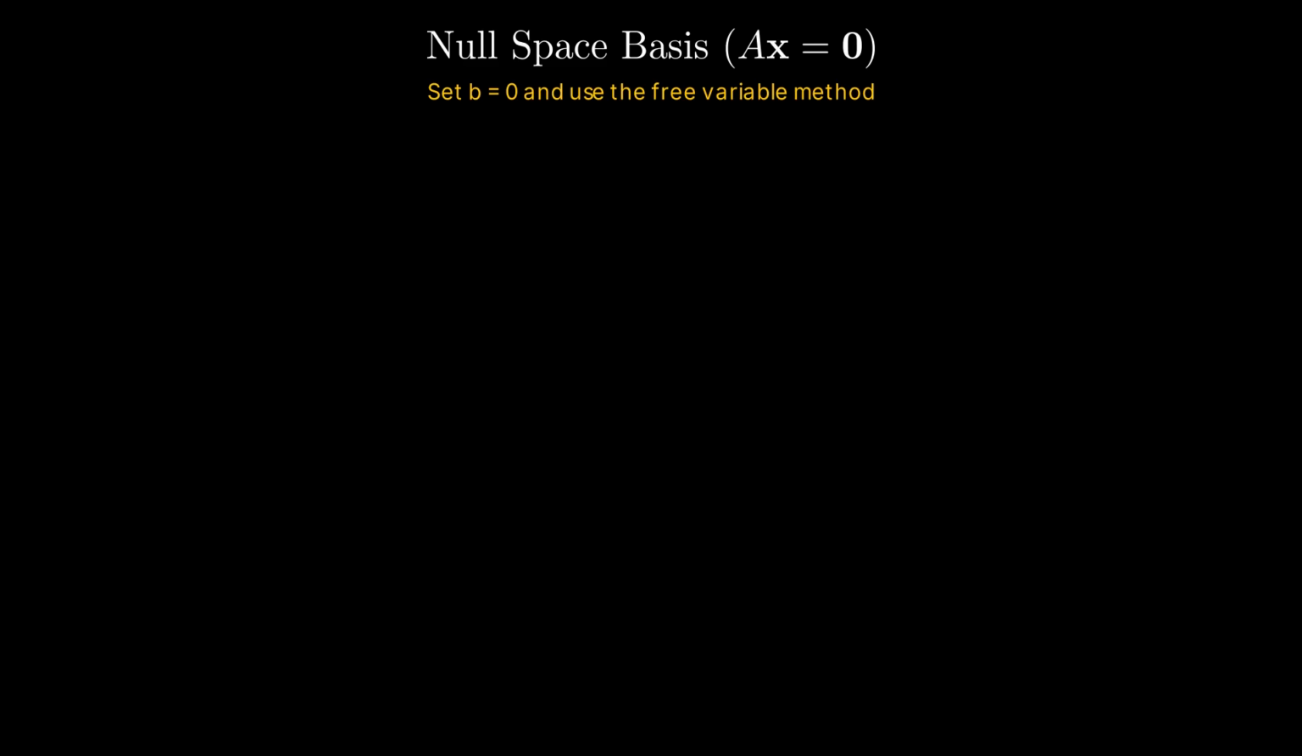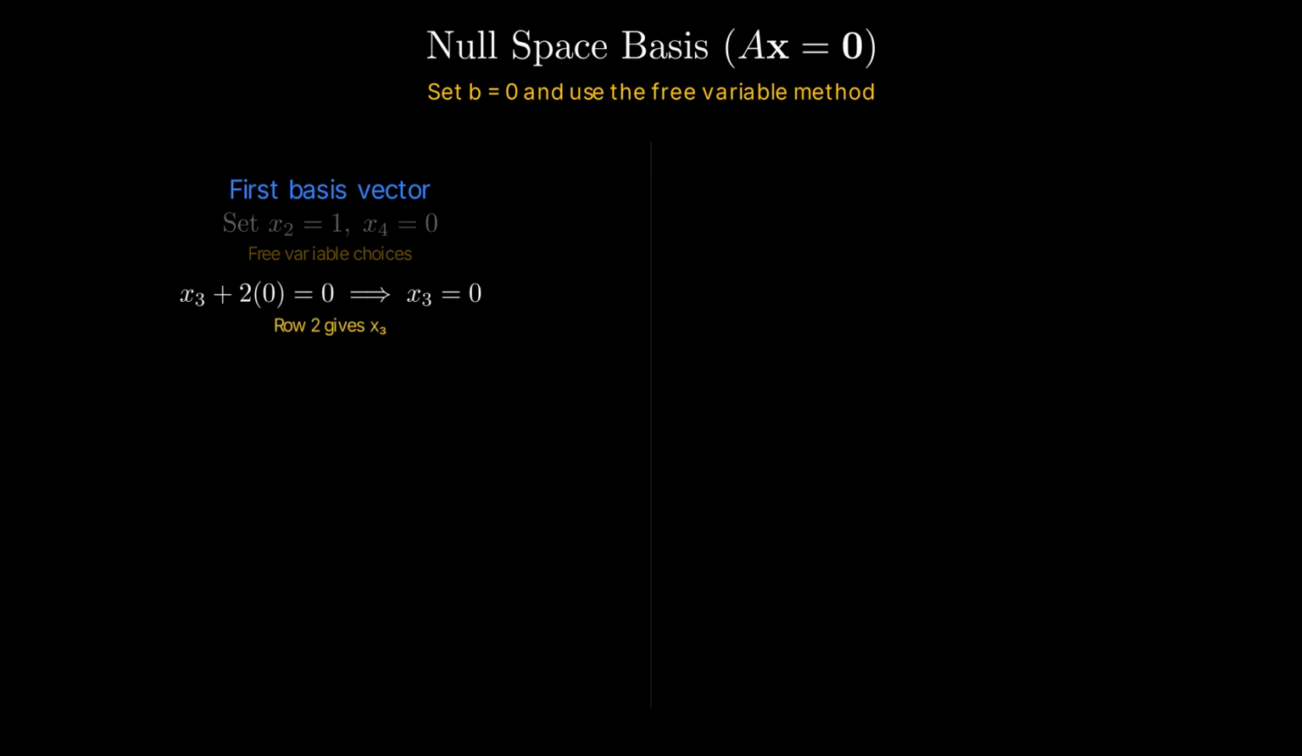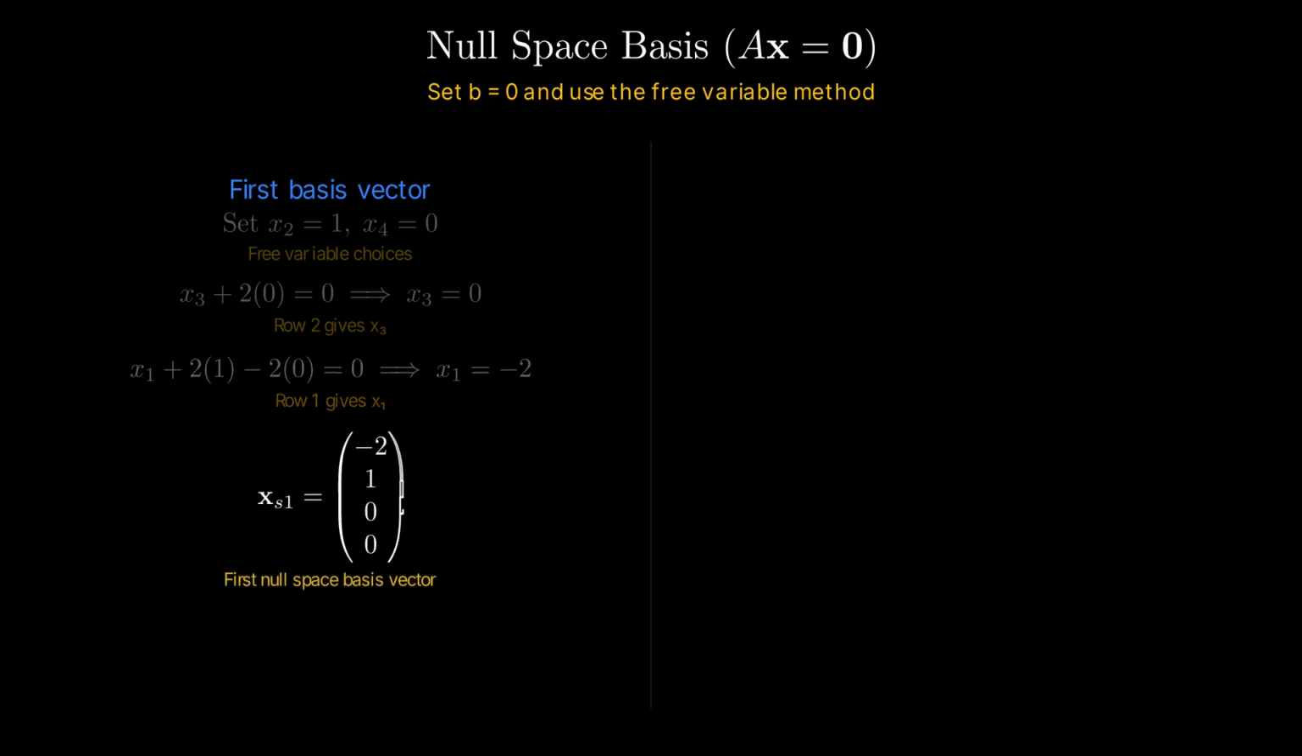We find basis vectors using the same free variable method, but now with b set to 0 on the right-hand side. For the first null space vector, set the free variable x2 equal to 1 and x4 equal to 0. From the second echelon equation, x3 plus 2 times 0 equals 0, so x3 equals 0. From the first echelon equation, x1 plus 2 times 1 minus 2 times 0 equals 0, giving x1 equals negative 2. This gives us xs1 equals (-2, 1, 0, 0).